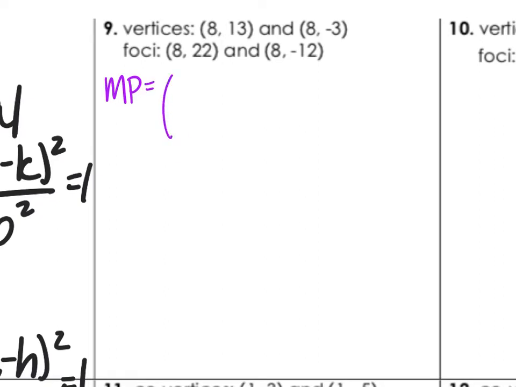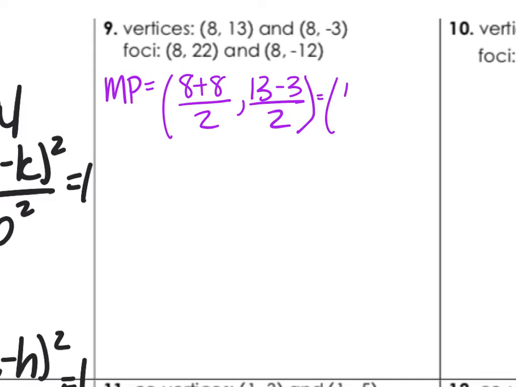So we have to write our x's, 8 plus 8 over 2, and then our y's, 13 plus negative 3 over 2. So that gives us 16 over 2, and then 10 over 2, which reduces to 8, 5. So that's the center.